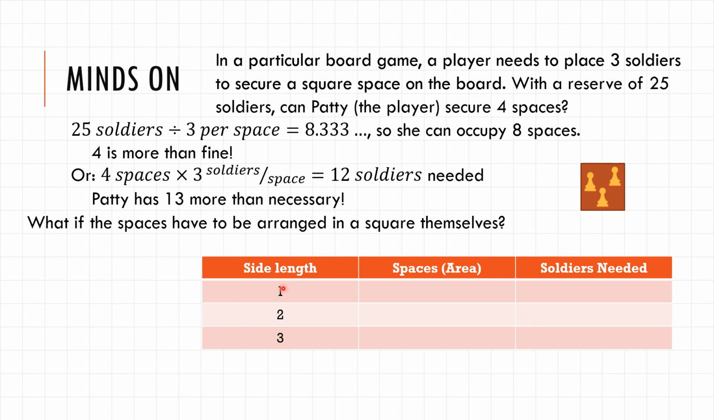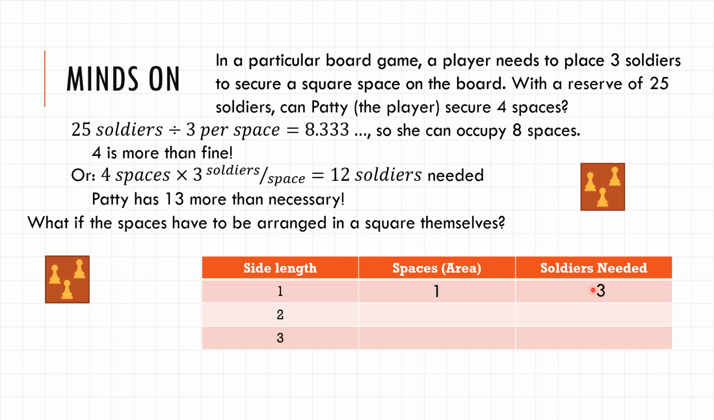So we know that if the side length of this square that she is trying to conquer is 1, that means that she only needs 1 by 1, so she only needs 1 square. And we already know that to capture 1 square is 3 soldiers. So she will need, to capture 1 square, 3 soldiers. She'll need 3. So she can do that.